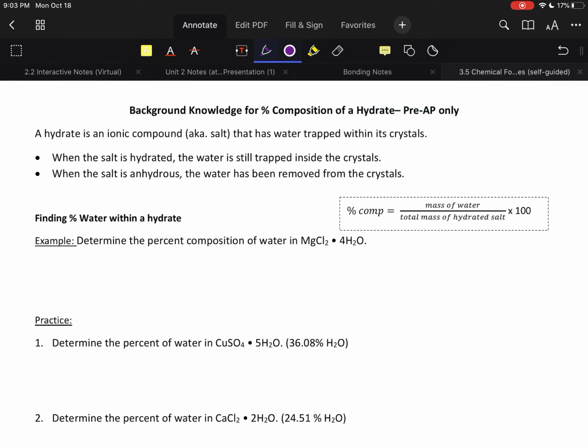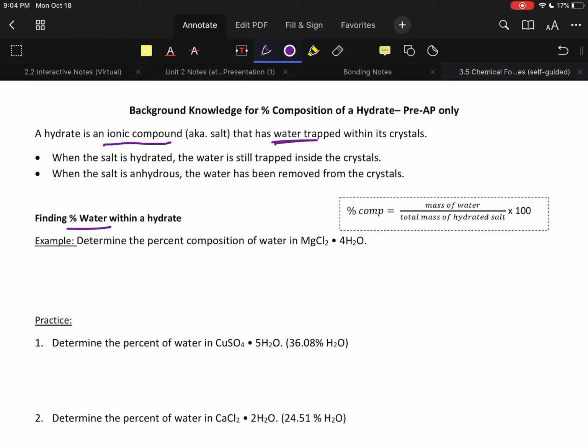This lesson is going to be on hydrates and calculations that we can do for different hydrates. So the calculations are very similar to the ones that you've already learned about, like percent composition and empirical formulas. We're just going to apply them to a hydrate. So remember, a hydrate is just an ionic compound that has water kind of trapped within the crystalline structure.